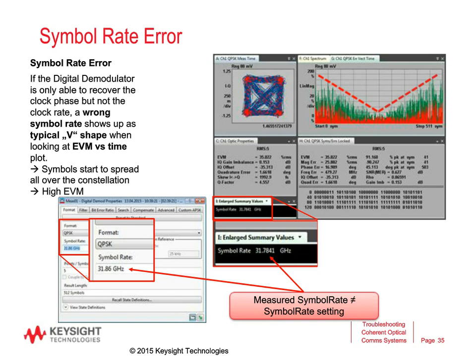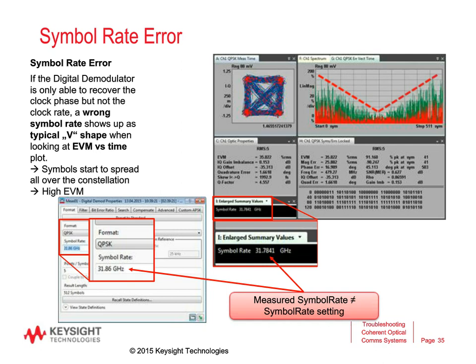Also, I'm showing here that I was supposed to measure a symbol rate of 31.86 gigahertz, but the optical modulation analyzer tells me better, and it says it's only 31.7 something gigahertz. Obviously, there's a mismatch between the two symbol rates here, and that leads to that typical V shape. So if you see this on the EVM versus time, you should check your symbol rates on the transmitter and the receiver.